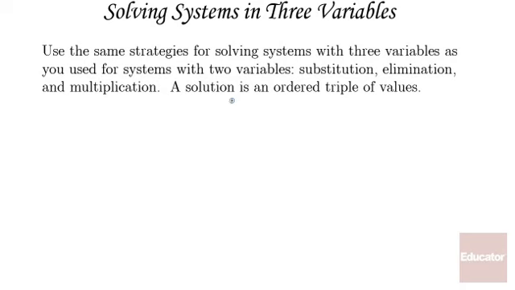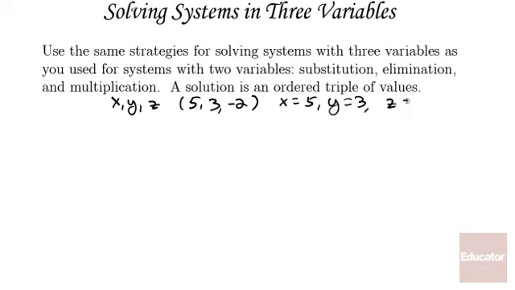This time, though, a solution is an ordered triple of values. So you'll end up with having 3 variables, for example, x, y, z. And the solution would be something like 5, 3, negative 2, where x is 5, y is 3, and z is negative 2. Now, just to work out an example to show you how to approach these using the same techniques that you already know.